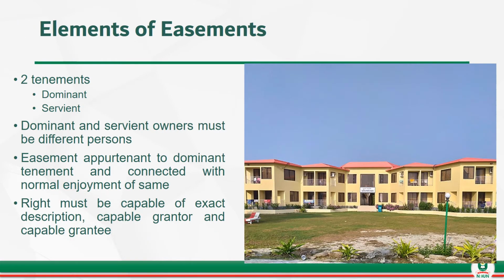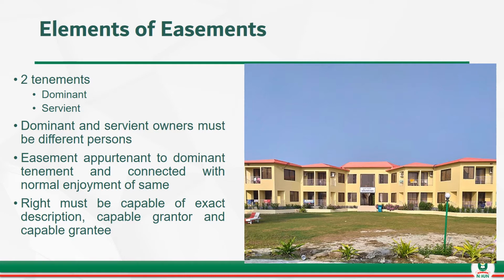Now to the elements. We have talked about tenements. There are two types of tenements for every easement: the dominant and the servient. And the owners of the two tenements must be different persons. One person can't own both. Then usually the easement is appurtenant to the dominant tenement. It is connected with the enjoyment of the right in the dominant tenement.